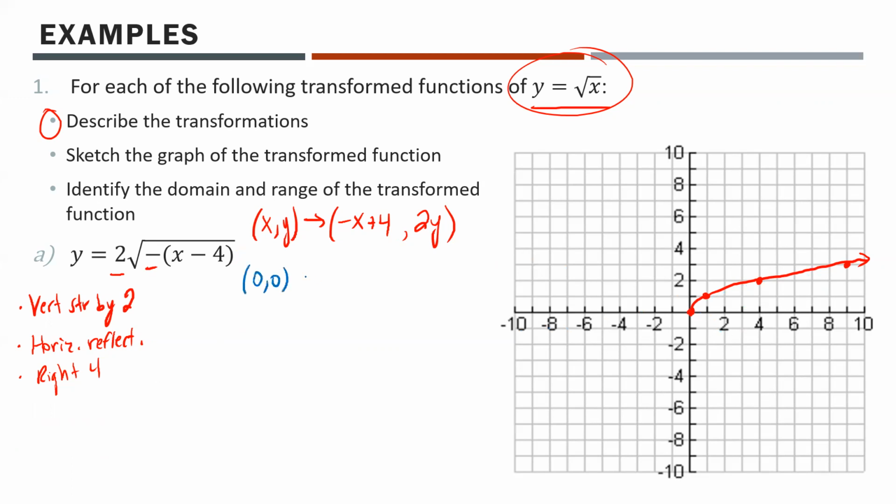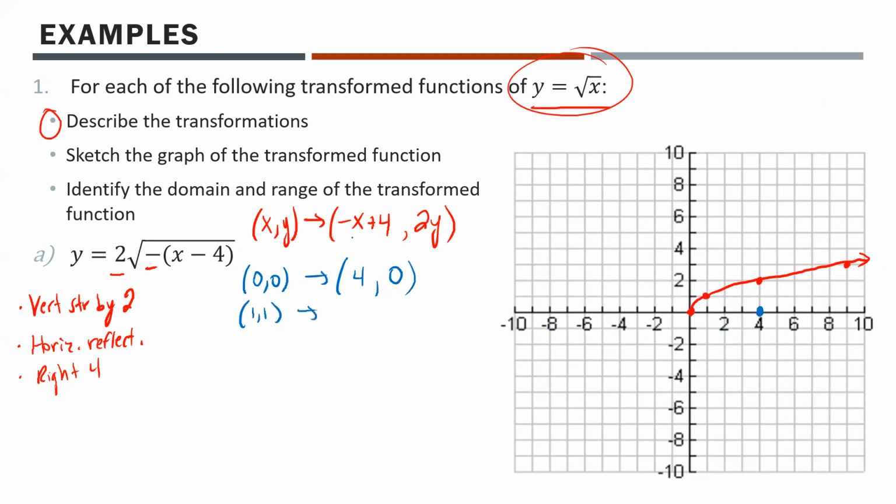So 0, 0 on the original graph is going to become, if you plug 0 into x here, you're going to have +4. And if you plug 0 into y, you're going to have 0, right? Anyway, so I'll graph that 4, 0. That would be this point right here. Next one, we'll do 1, 1. Again, that was the next point on our original graph.